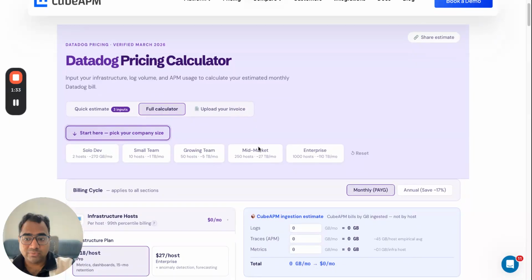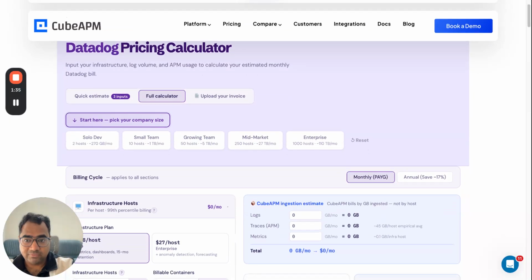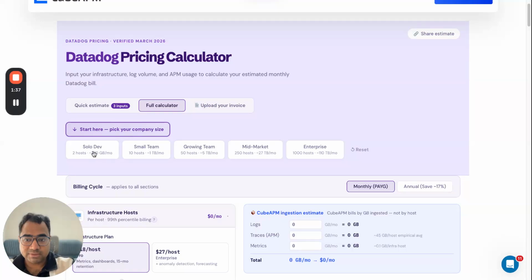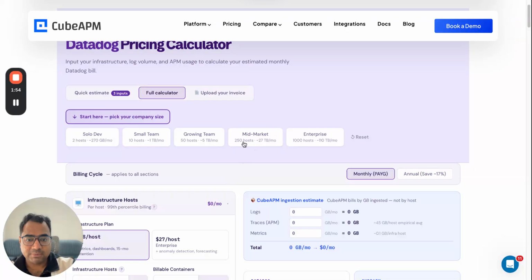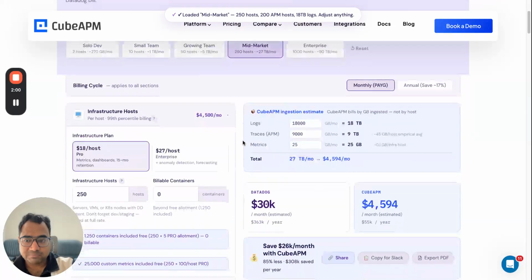So on the screen, you could see the Datadog pricing calculator, and we have various team sizes here. We have solo dev. A team in solo dev would typically have two hosts and an ingestion volume of 270 GB per month. Then we have a small team with 10 hosts and 1 TB data ingestion, then growing team, mid-market, enterprise. Let me select mid-market, where the team typically has 250 hosts and ingests approximately 27 TB data per month. So I've selected this.